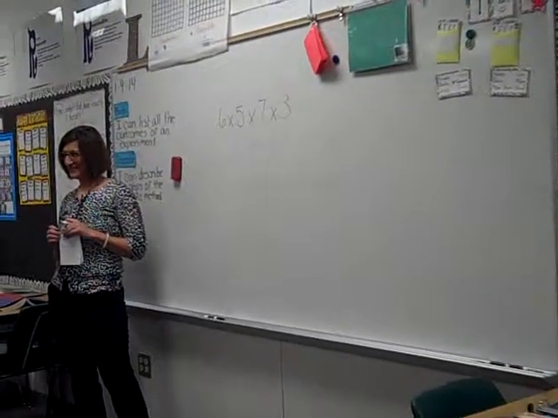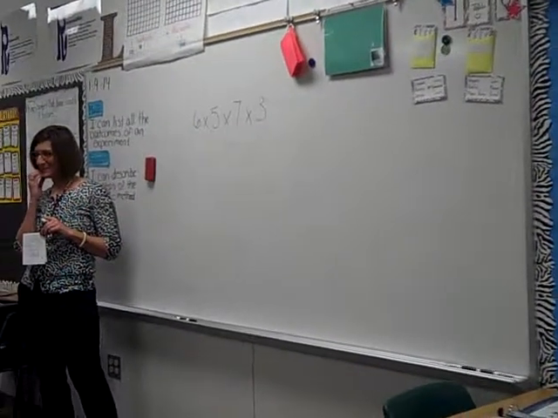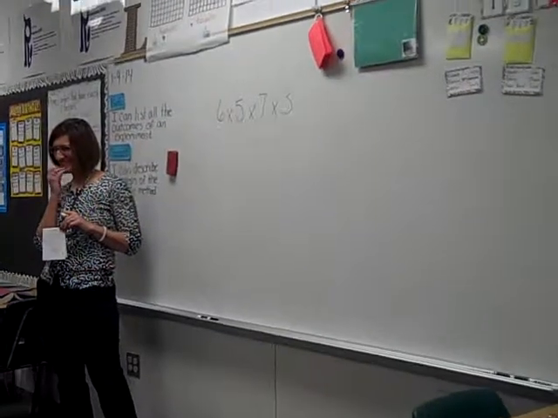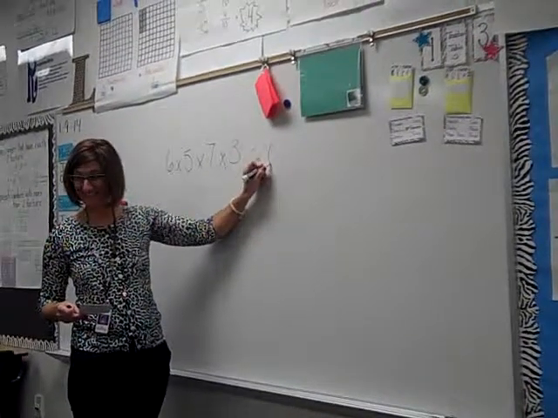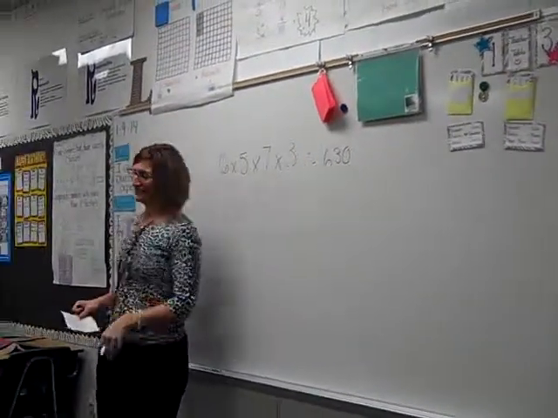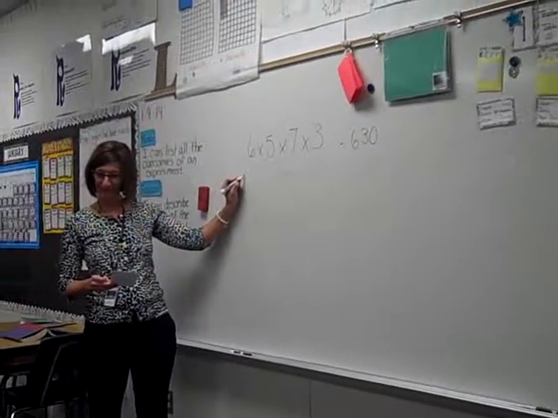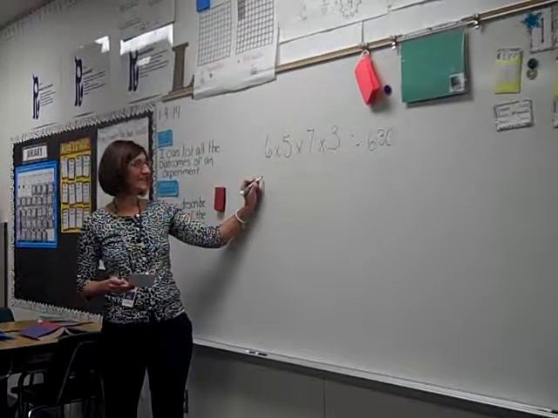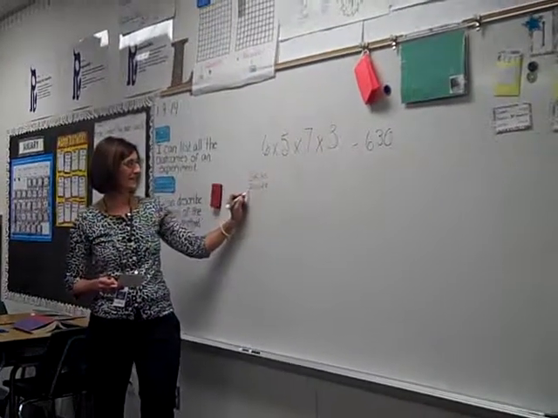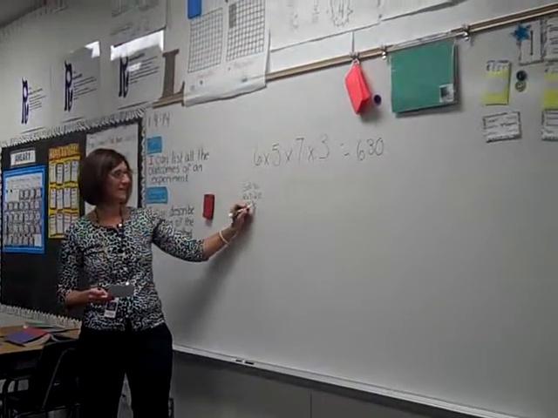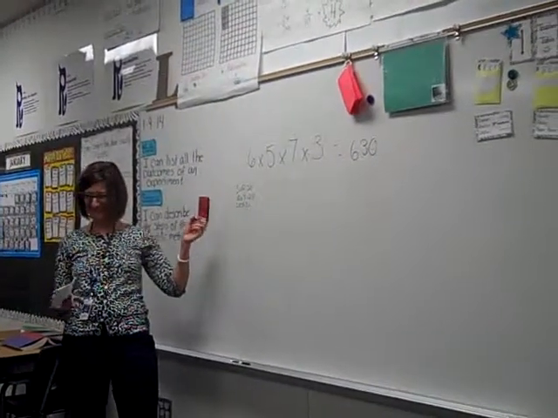Has an answer. And remember, you have to be able to tell me how you got it. Okay. Pearson. 630. Okay. So tell me what you did. I did 5 times 6. And that gave me 30. And then I did 30 times 7, and that gave me 210, and then I did 210 times 3. And that's 360. Wait, 630. 630.